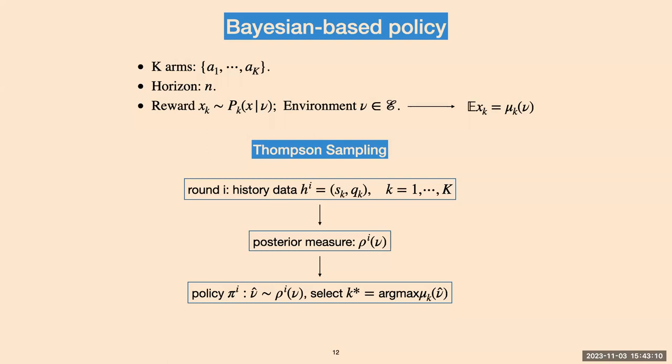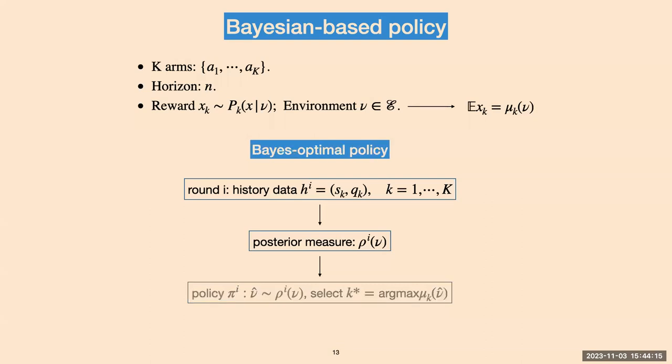And Thompson sampling is also a Bayesian-based policy. What Thompson sampling does is, at the beginning of each round i, you have some history data. Okay, and this history data is represented by two quantities, S and Q. This S_k represents the cumulative reward for the k-th arm, and the Q_k represents the number of pulls for the k-th arm. Okay, so this is the history data. Each arm has two quantities. If you have K arms, then you have 2K quantities. And based on this history data, you generate a posterior measure for your environment, for the unknown parameter in your probability distribution. Then you sample an environment from your posterior measure, and select the arm that is the maximum in this environment. And that's what Thompson sampling does.